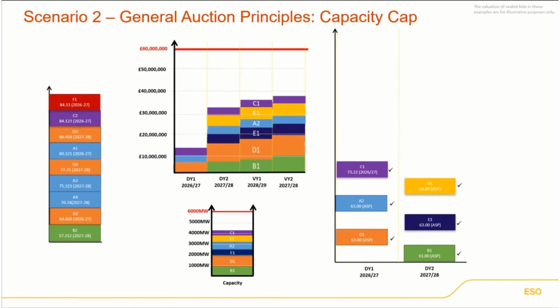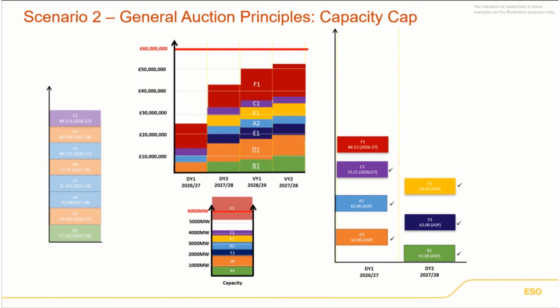We are now moving on to scenario 2. We're going to continue with the same bid stack, and we're going to start after C1 has been accepted. In this example, we're going to consider F1 with different application parameters, being capacity and strike price bid. You can see F1 now has a bid of 84.13. We assess F1, and it fits within the budget, but breaches the capacity cap.